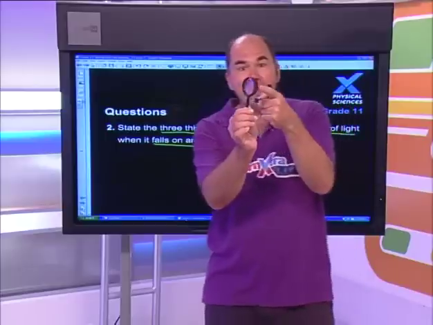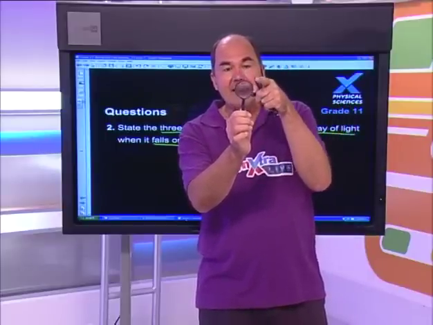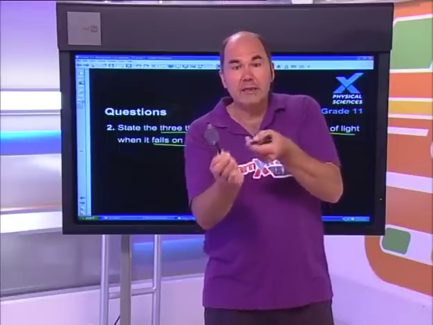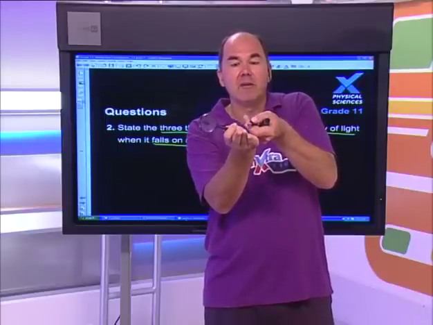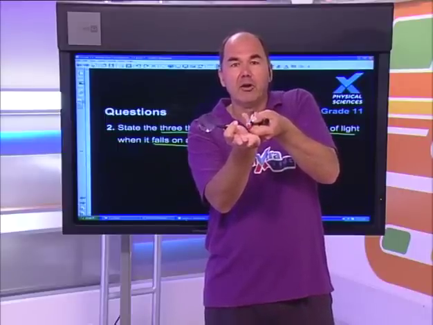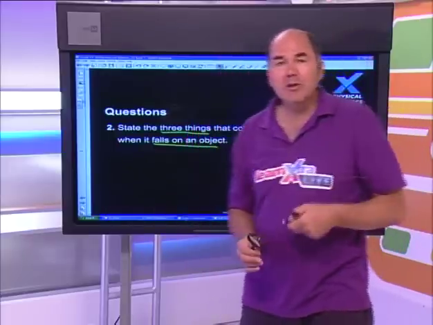The light has traveled through the magnifying glass, through the lens, and you've been able to see the little red dot. This little pointer is producing some red light, which you can see on my shirt, on my hand over there. I don't want to point it into the camera, but they're fun to play with. Now, what's the third thing?